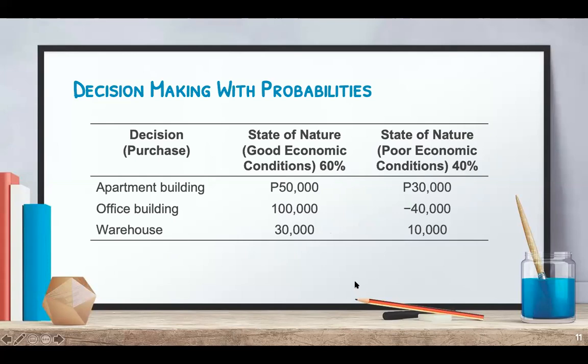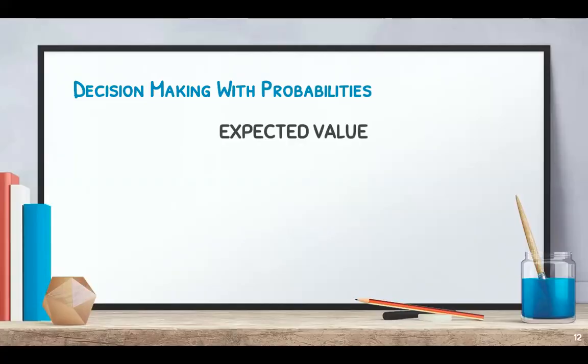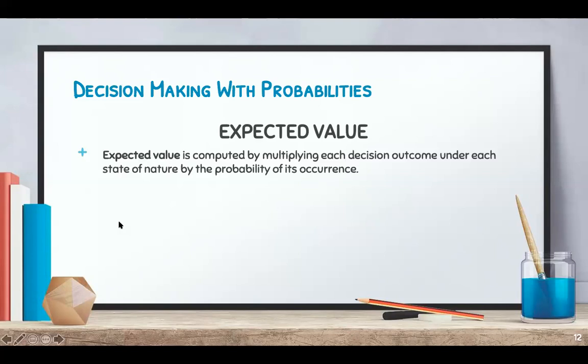So what are the tools that we will use? First is the expected value. The expected value is computed by multiplying each decision outcome under each state of nature by the probability of its occurrence. So, i-multiply lang natin dun sa probability of occurrence. So, for example, for apartment building, sa good economic conditions, that's 50,000 times 0.6 plus 30,000 times 0.4. Kasi 0.6 yung probability na maging good yung economic condition, tapos 0.4 naman yung maging poor economic condition. So, ang total is 42,000.